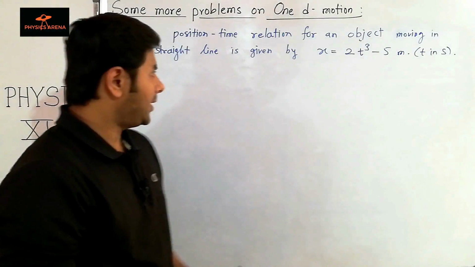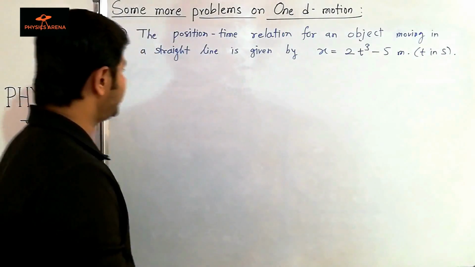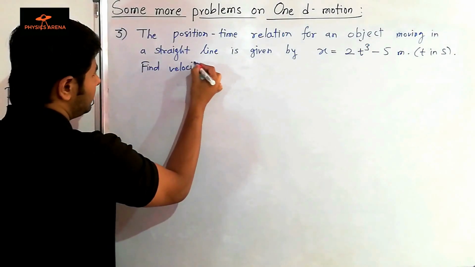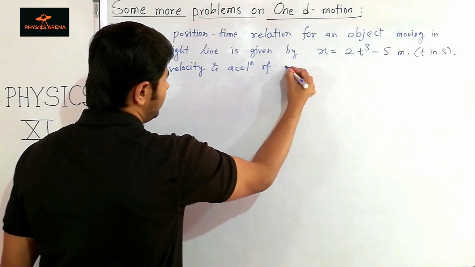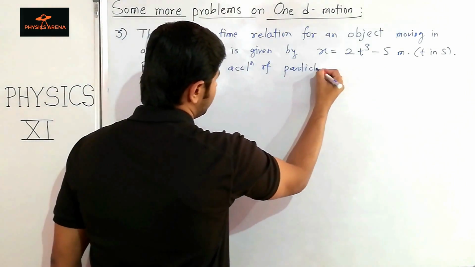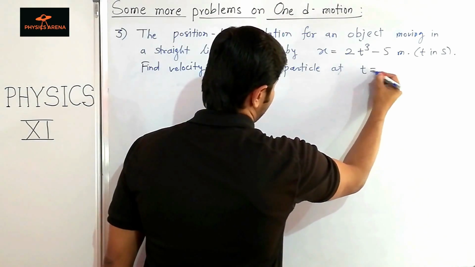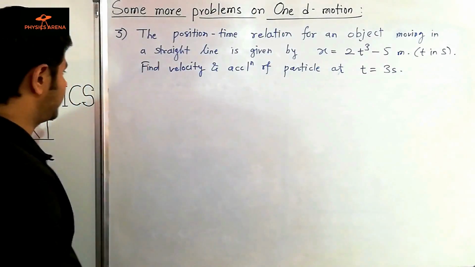Now we have to find the velocity and acceleration for this particle. So find velocity and acceleration of particle at some time, let's take 3 seconds. So t equals 3 seconds.